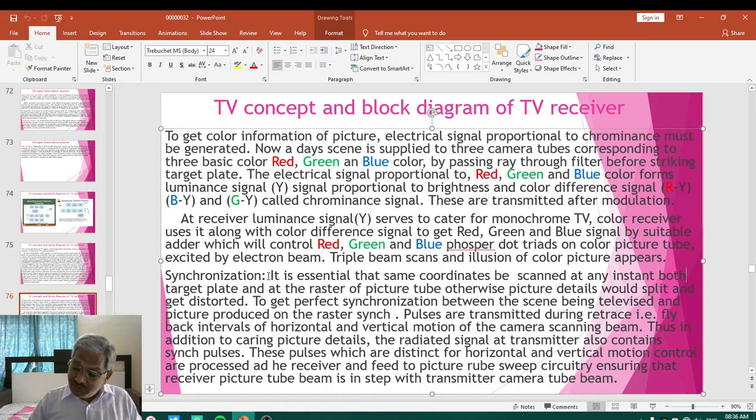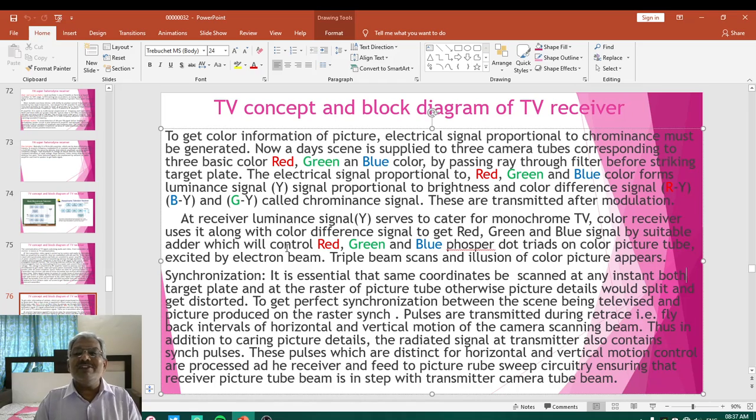If the same coordinates are not scanned simultaneously in the camera as well as on the picture tube to produce the picture raster, the details are going to be spoiled and the picture is not going to be reproduced as it exists in the scene or in the event or in the object. And that's why the synchronization is needed.